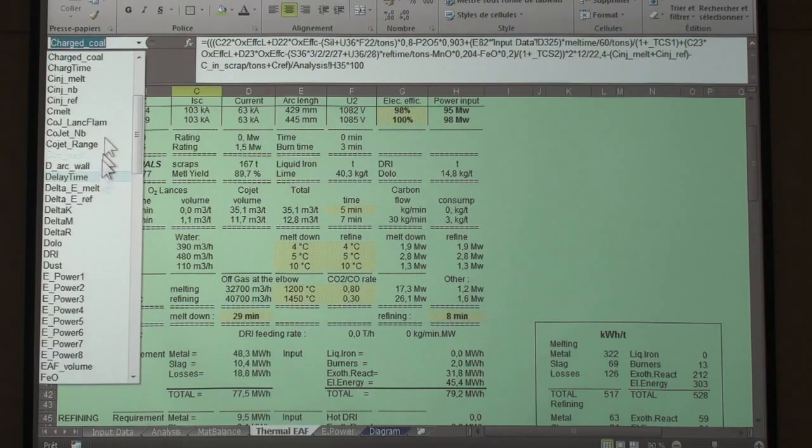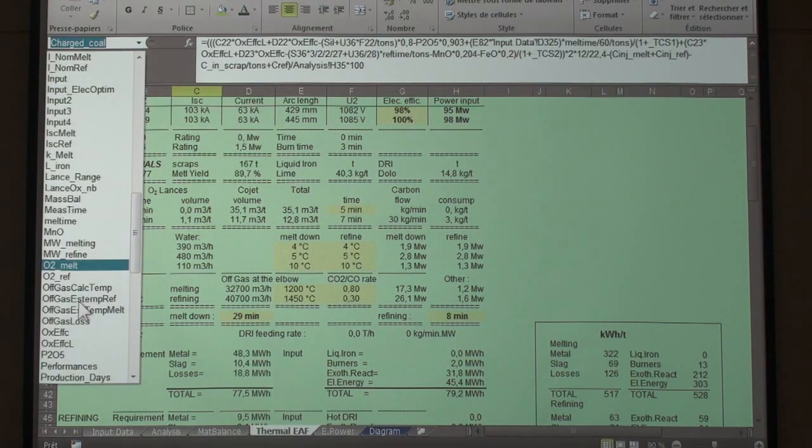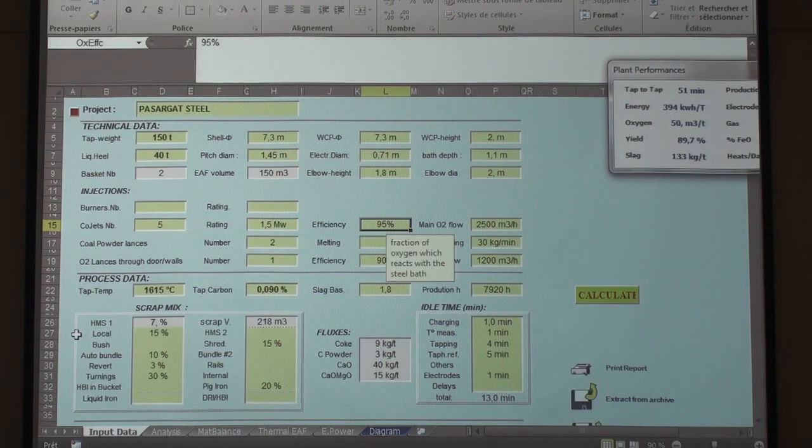And if you look where they are, cojets, here. These are the two parameters here. And each time you have a small comment when you click on the cell. Normally coded is much better than autobalance.